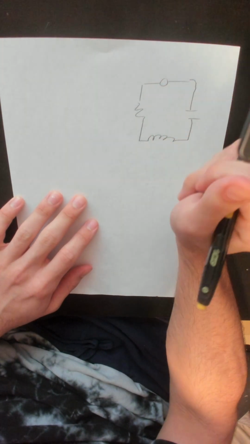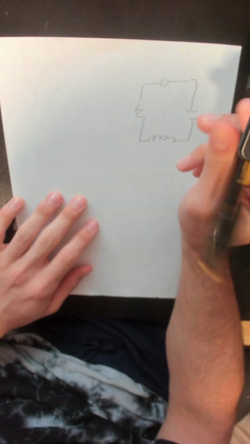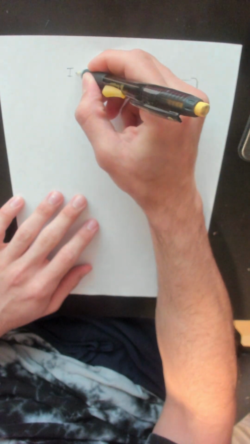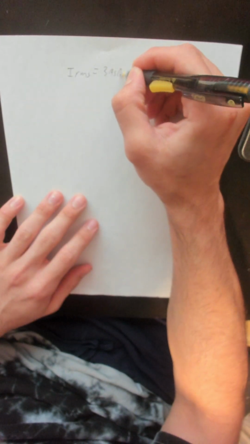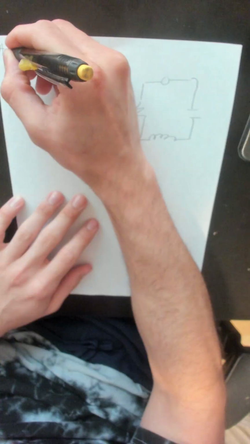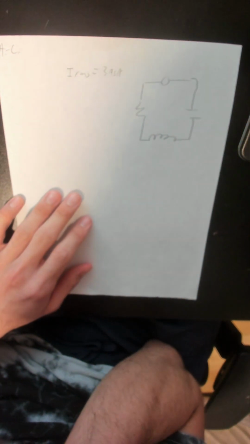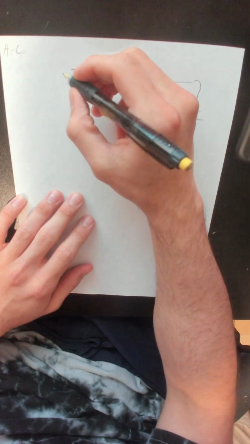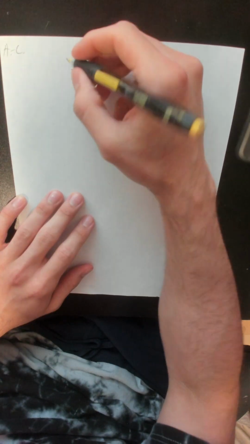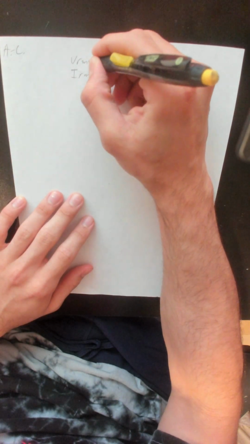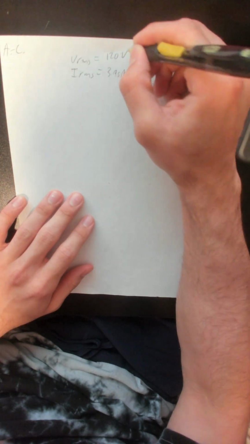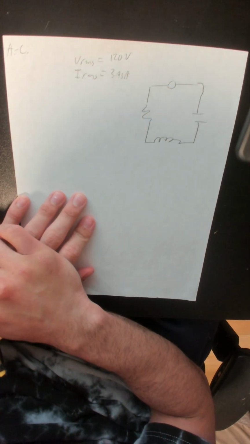Let's just write down what we have. We have an RMS current of 3.95 amps, so I RMS equals 3.95 amps. Let's write this as A through C for now. We also have an RMS voltage, so V RMS is pretty much 120 volts. And it's asking to find the average power.